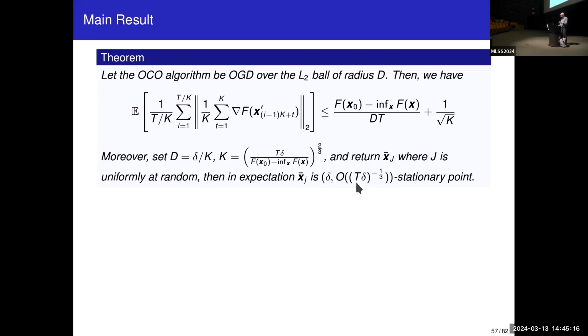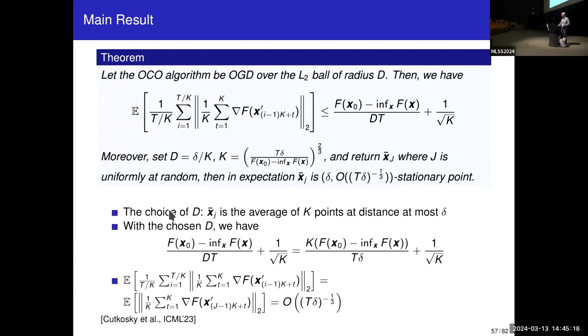Now, let me show you a little bit more in detail what's going on. So first of all, where does the choice of D come from? Why do I have to choose D equal to delta over K?